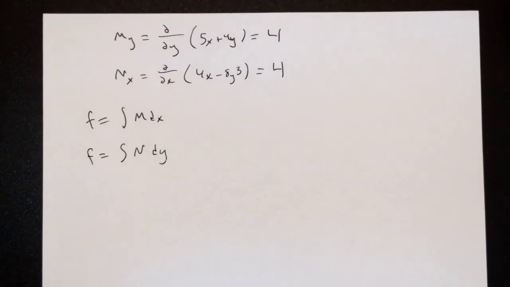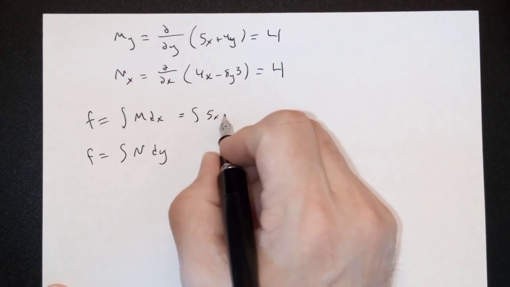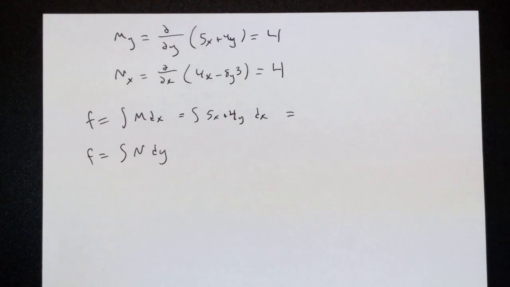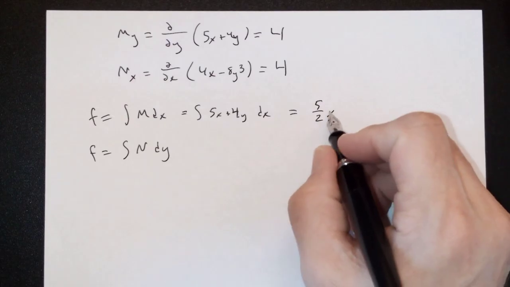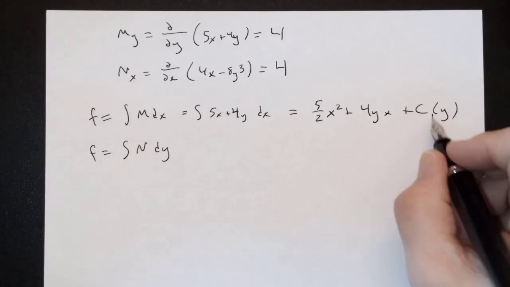So now that we know it is exact, we can solve it, get whatever function we have and set it equal to c. Just set it equal and put the c on the other side. So I need the integral of 5x plus 4y dx. What do I get? Plus some constant that might have y's in it.